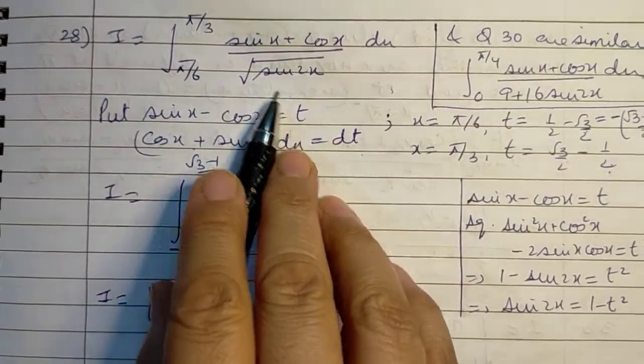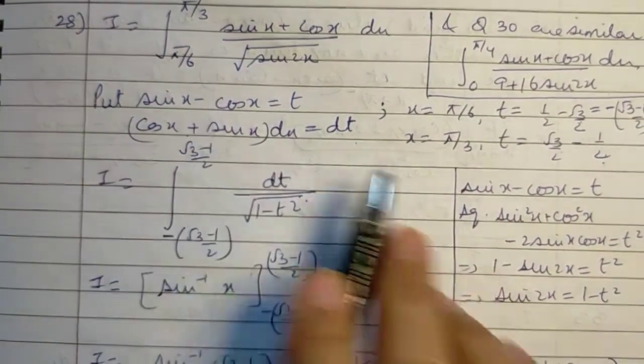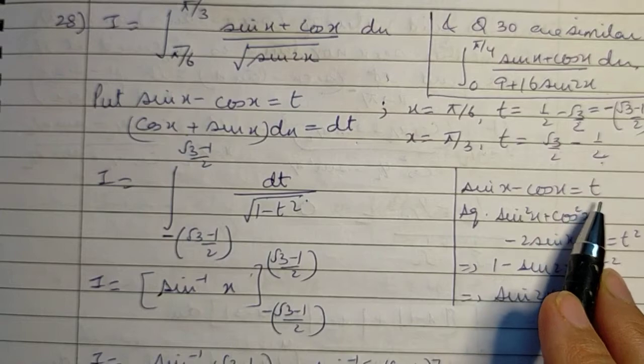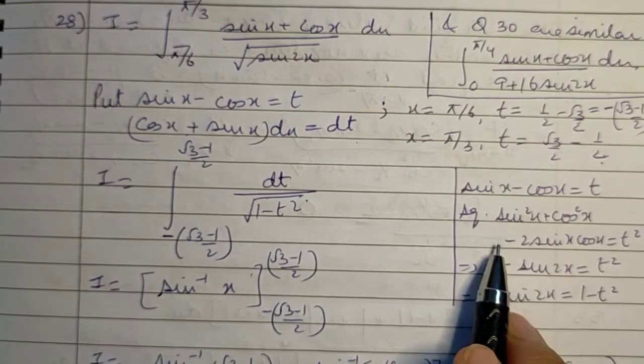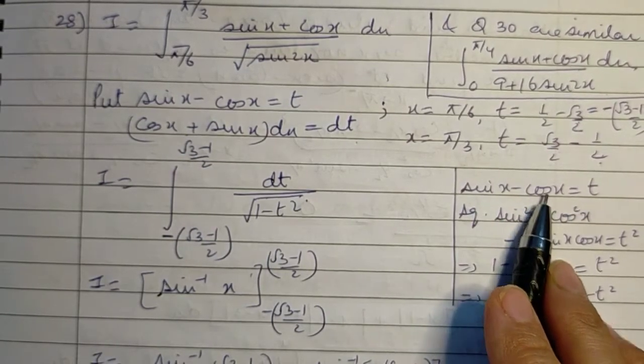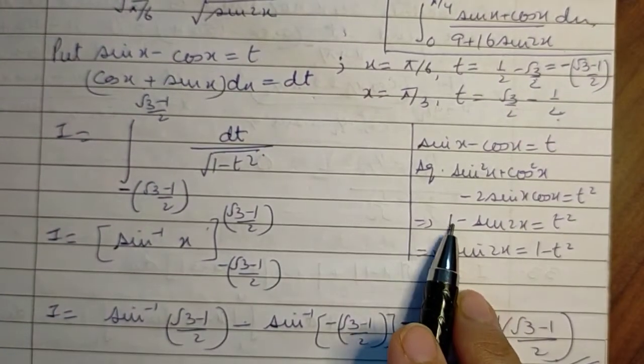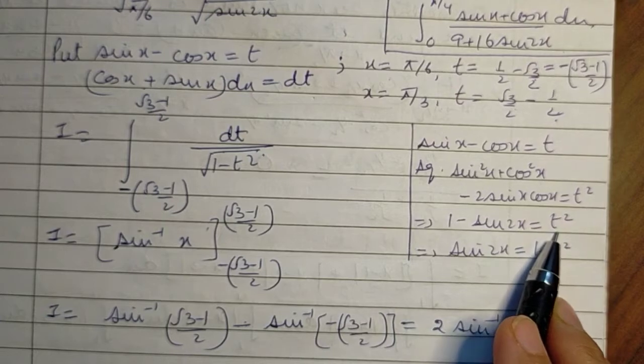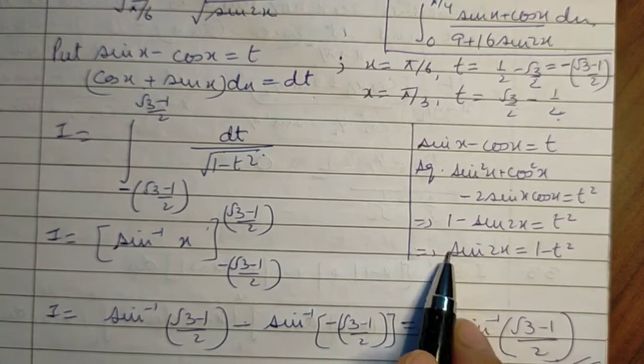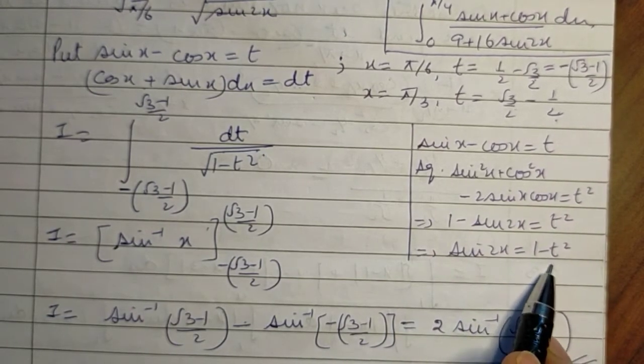Also, let's simplify the denominator. Now we have kept sin x minus cos x as t. Squaring both sides, we get sin squared x plus cos squared x minus 2 sin x cos x will be t squared, which gives us 1 minus sin 2x is t squared, which gives us the value of sin 2x as 1 minus t squared.